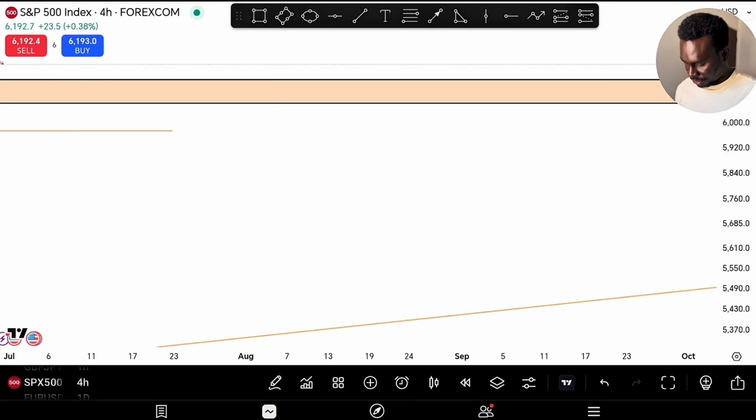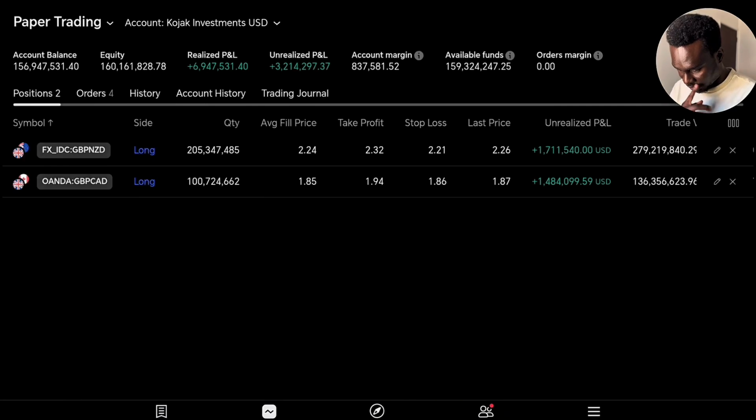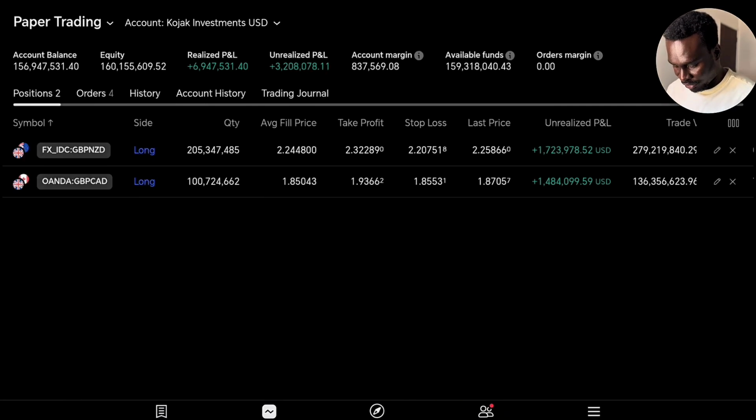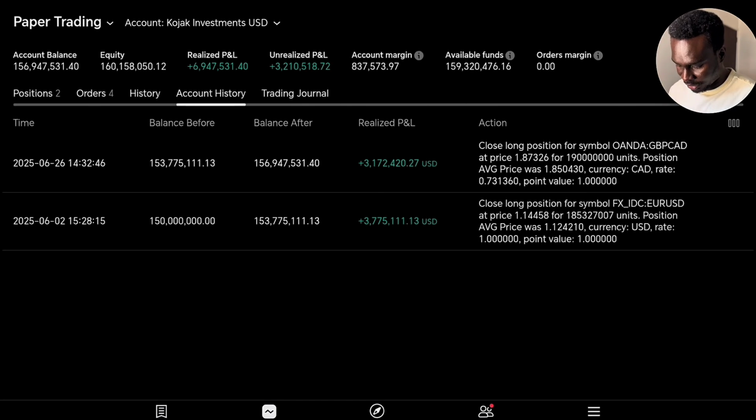So this is just like I said, it's just a paper trading account, and as you can see here, I'll just go to my account history, and we made over 3.7 million on Euro USD. That was on the 2nd of June. That was 2nd this month, and we also added an extra 3.1 million on GBP CAD. So this is a paper trading account. It's a virtual account on TradingView. This is not my real account. My real account is obviously not going to carry this huge amount of balance.